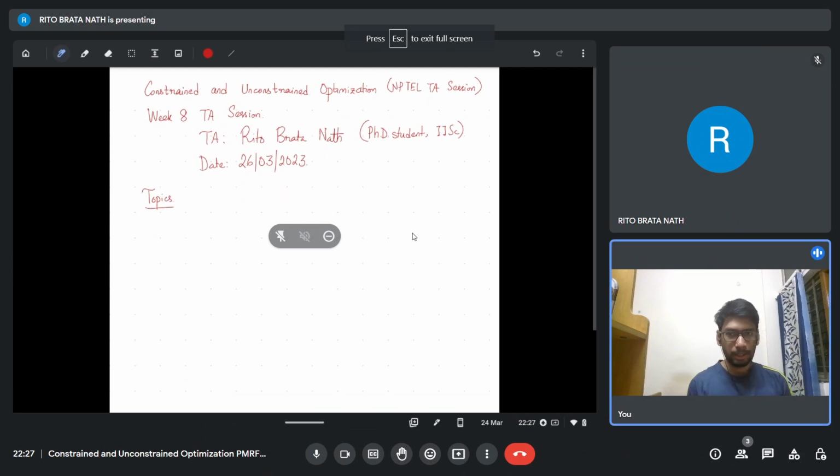Welcome to this week 8 TS session on constraint and unconstrained optimization. In this week also I'll be discussing some of the assignment questions that were posted last week. So those will be assignment 8 discussions. Answers I think have already been posted, but I'll go through the solution once more. And then I'll be talking about some of the similar problems that you'll find in assignment 9. That will be the main discussion in this session.